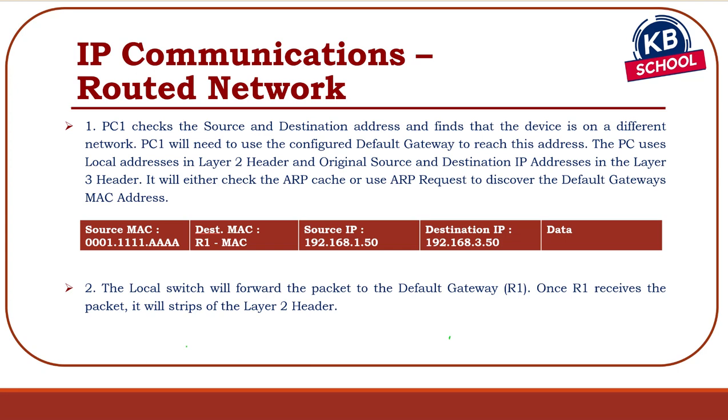Source address, I'm using my MAC address. Destination address is not the MAC address of 3.50. It is the MAC address for R1. At layer 3, the source IP and destination IP are the original source and the original destination. That doesn't change. The local switch will forward the packet to the default gateway. When the frame is received by the local switch, where's the local switch again? Over here.